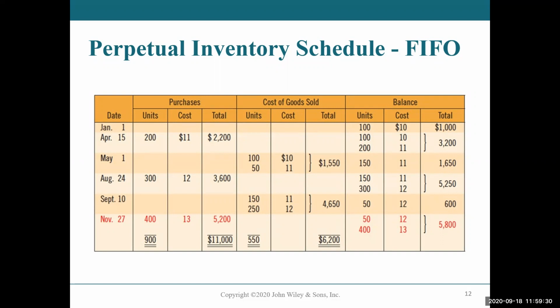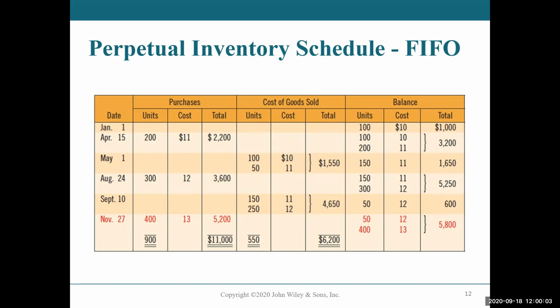Same thing happens on August the 24th. We do another purchase, but we are keeping both of our purchases separate. Your earlier 150 units left at $11 is kept separate from these 300 units at $12. When we sell on September the 10th, we will first use the 150 units at the cost of $11, and then the other 250 units at the cost of $12. And accordingly, we update our ending inventory.